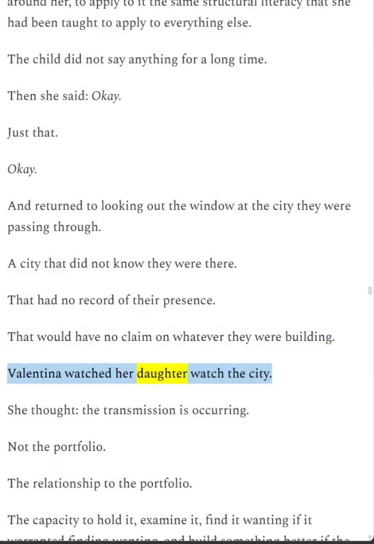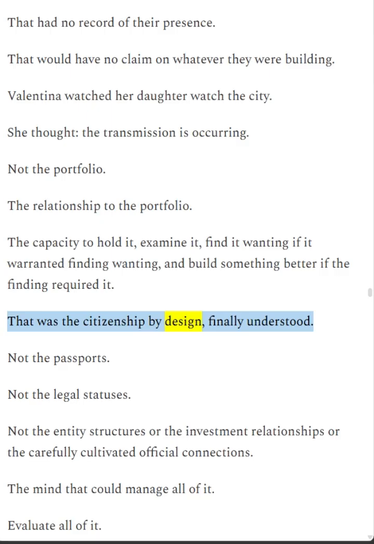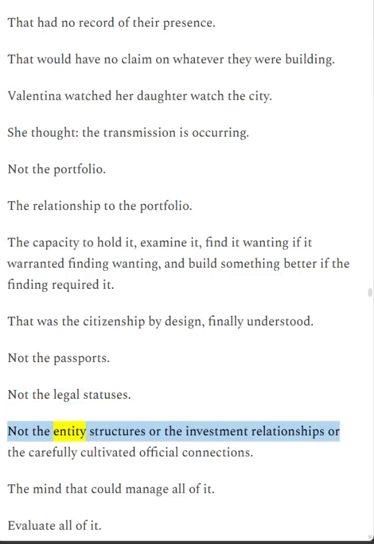Valentina watched her daughter watch the city. She thought, the transmission is occurring. Not the portfolio. The relationship to the portfolio. The capacity to hold it, examine it, find it wanting if it warranted finding wanting, and build something better if the finding required it. That was the citizenship by design finally understood. Not the passports. Not the legal statuses. Not the entity structures or the investment relationships or the carefully cultivated official connections. The mind that could manage all of it.